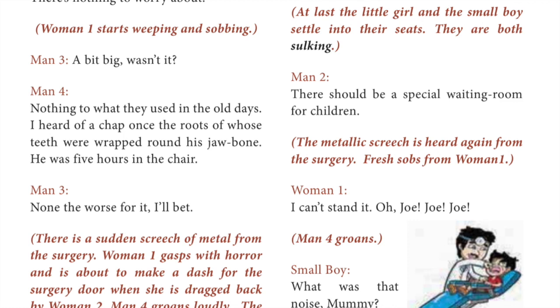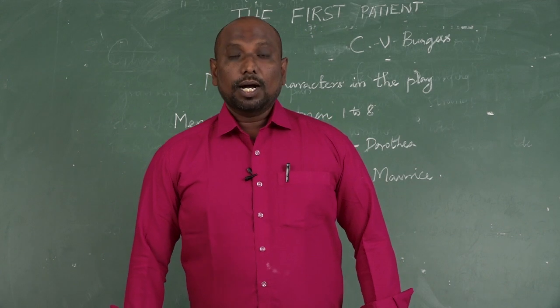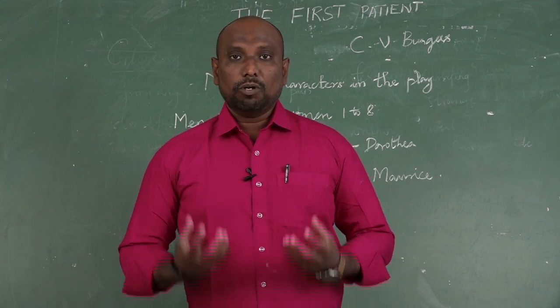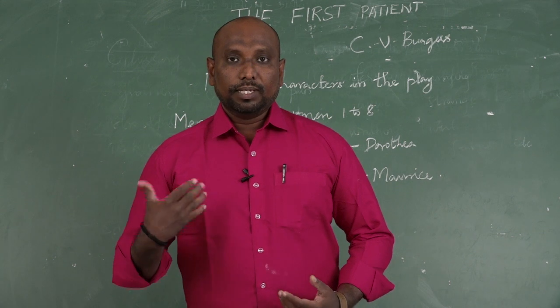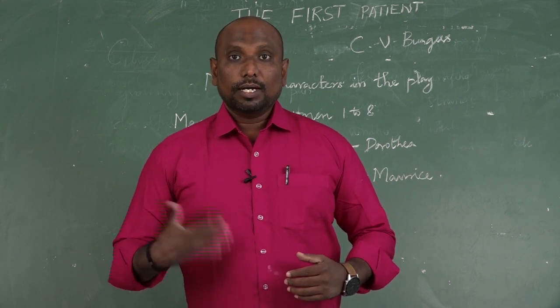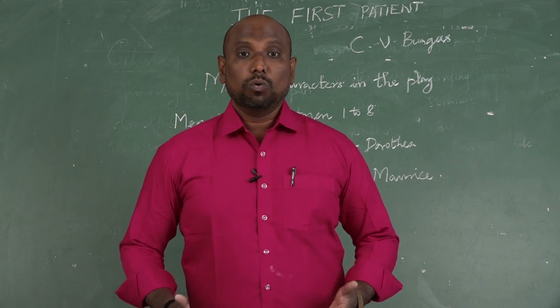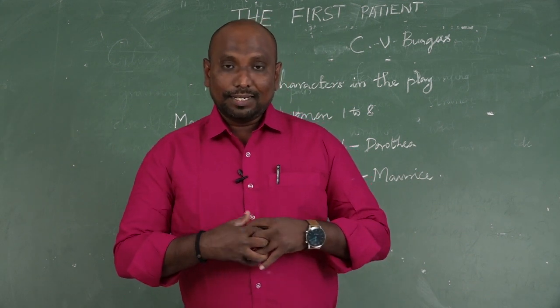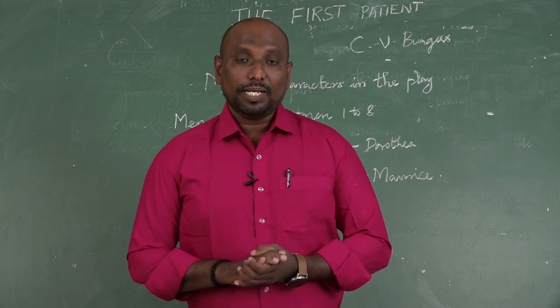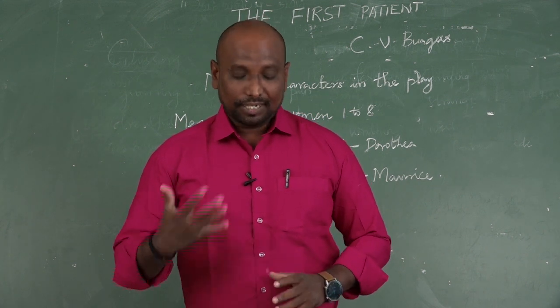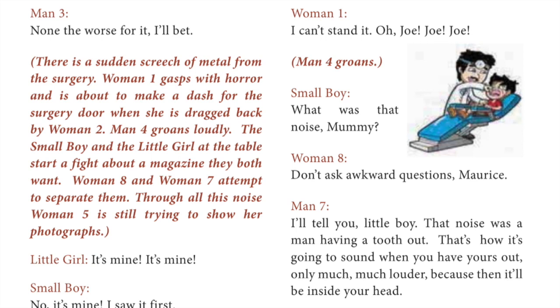Man 2: There should be a special waiting room for children. The metallic screech is heard again from the surgery, and there are fresh sobs from Woman 1. Finally, Dorothea and Maurice have settled down, and after that Woman 1 started crying again because of the screech they heard from the surgery. Woman 1: I can't stand it. Oh, Joe. Man 4 groans.